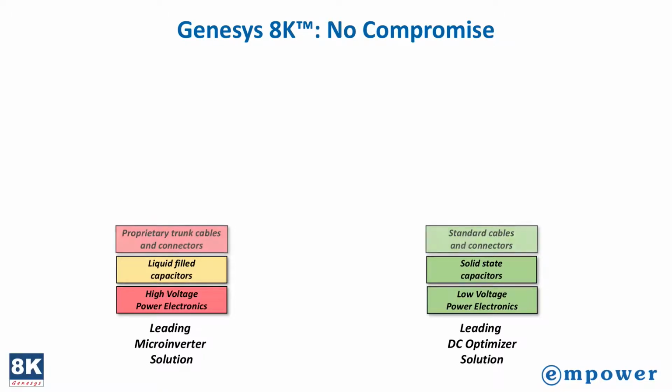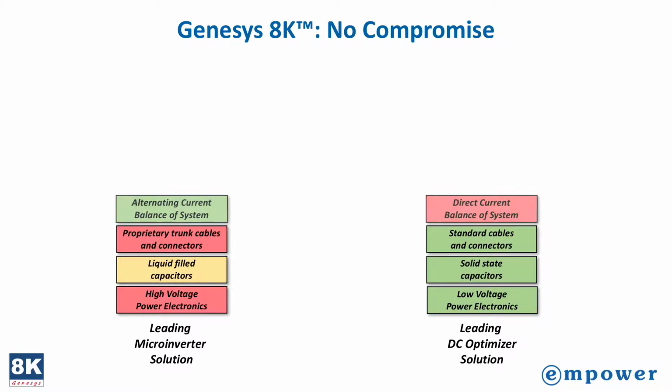Attribute 3. PV array cabling. Microinverters are electrically connected in parallel, requiring proprietary trunk cable assemblies and proprietary connectors manufactured in quantities limited to the production volume of the manufacturer's microinverter devices. DC optimizers are electrically connected in series, enabling use of industry-standard cables and connectors manufactured in the hundreds of millions of units per year, resulting in dramatically better economies of scale.